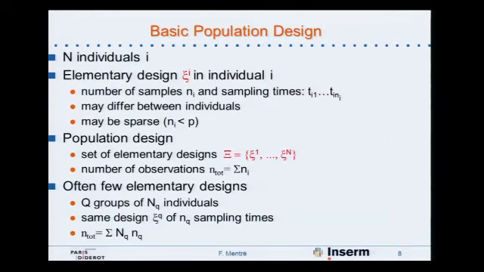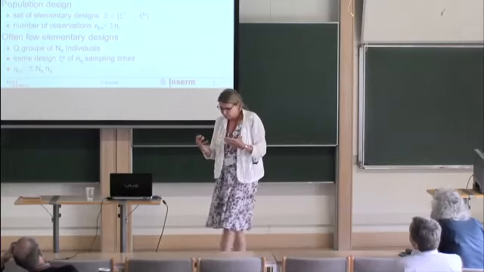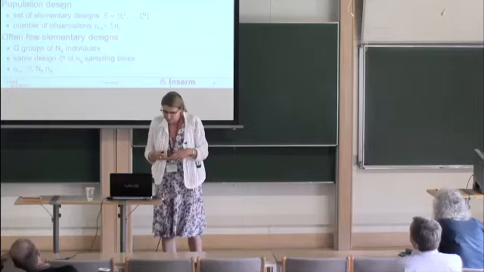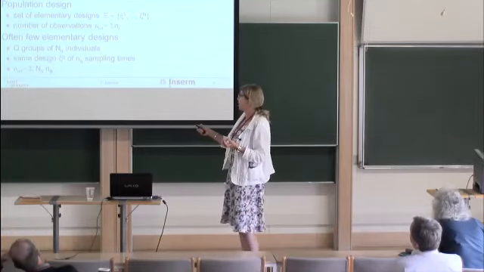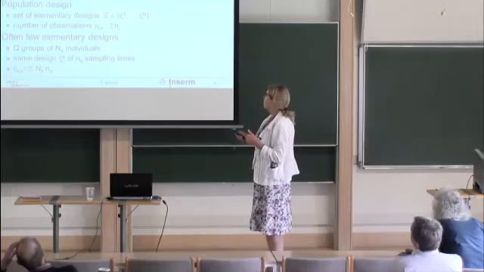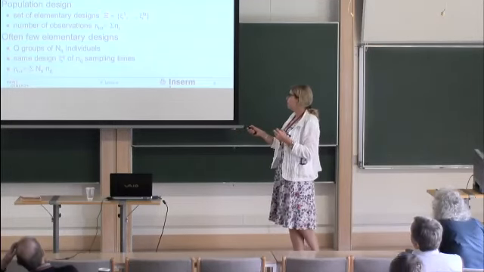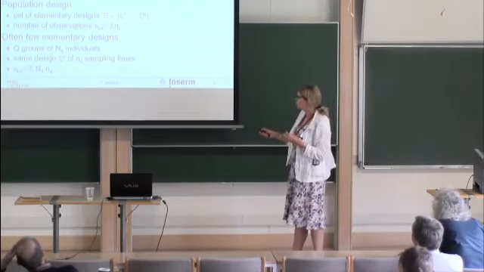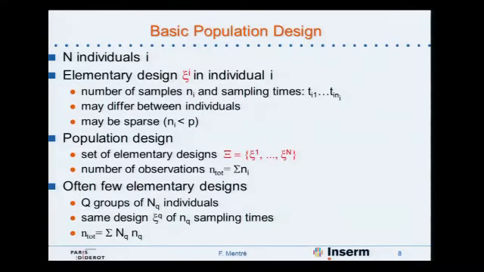What's a population design? Well, a population design is composed of capital N individuals i, and in each individual i we will have one elementary design, which is the number of samples n_i and the sampling times. This elementary design can differ between individuals. They don't have to be exactly the same. And this individual design may be sparse, meaning that you cannot fit one curve if you only had one patient. The population design, capital Psi, is the set of all the elementary designs, and the total number of observations is, of course, the sum of observations in each patient.